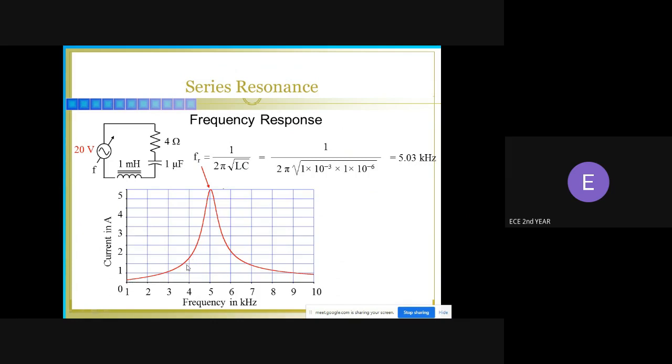As the frequency increases, the inductor value and capacitor value cancel each other. So the circuit has only the resistance value, and that resistance value is the minimum in this circuit. So we get the maximum current at the resonance frequency. At resonance the circuit gets more current because of the lower resistance value. At the resonance condition, current will be maximum and resistance will be at its minimum value.